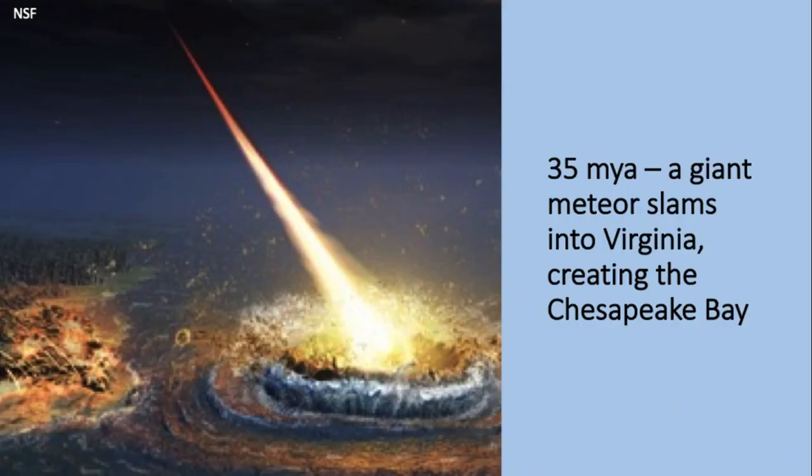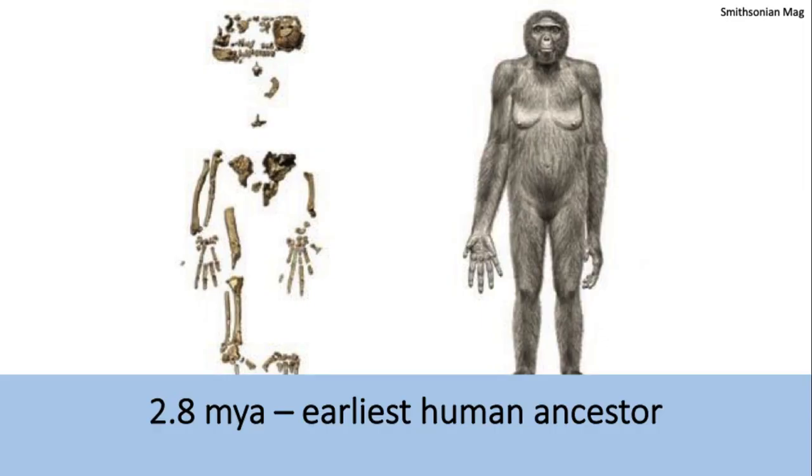35 million years ago, we have the Chesapeake Bay crater, which we learned about in an earlier unit. A giant meteor slams into Virginia. And then 2.8 million years ago, the earliest human ancestor.